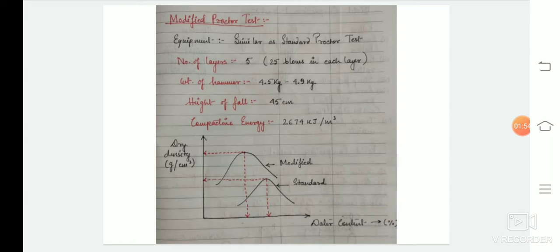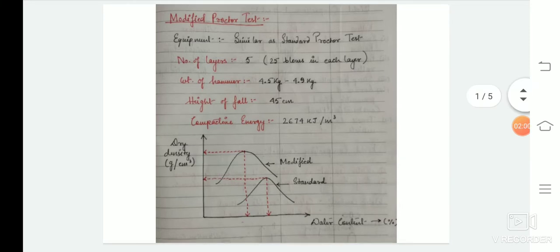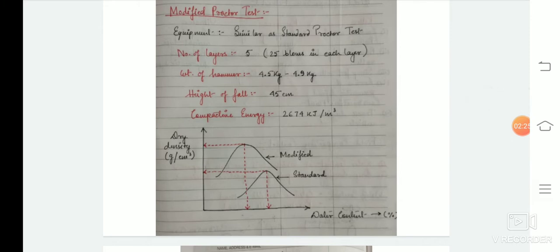For the same soil, the effect of modified compaction or heavier compaction is to increase the maximum dry density and decrease the optimum water content. So what is the basic difference between the standard Proctor test and the modified Proctor test? The modified Proctor test is mainly used where higher compaction is needed. Suppose, for example, where a heavier transportation system or a military aircraft facility will be established.